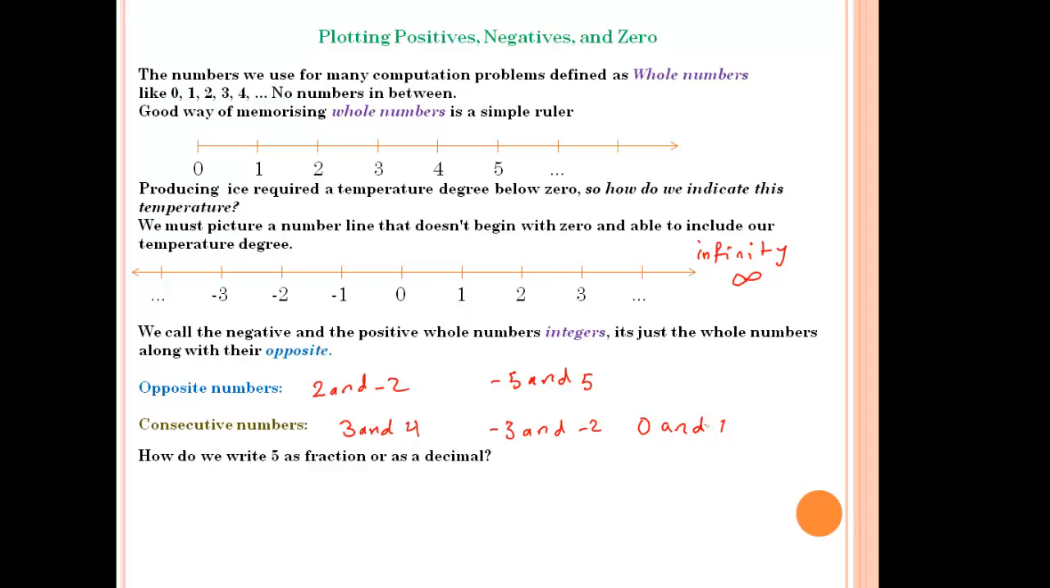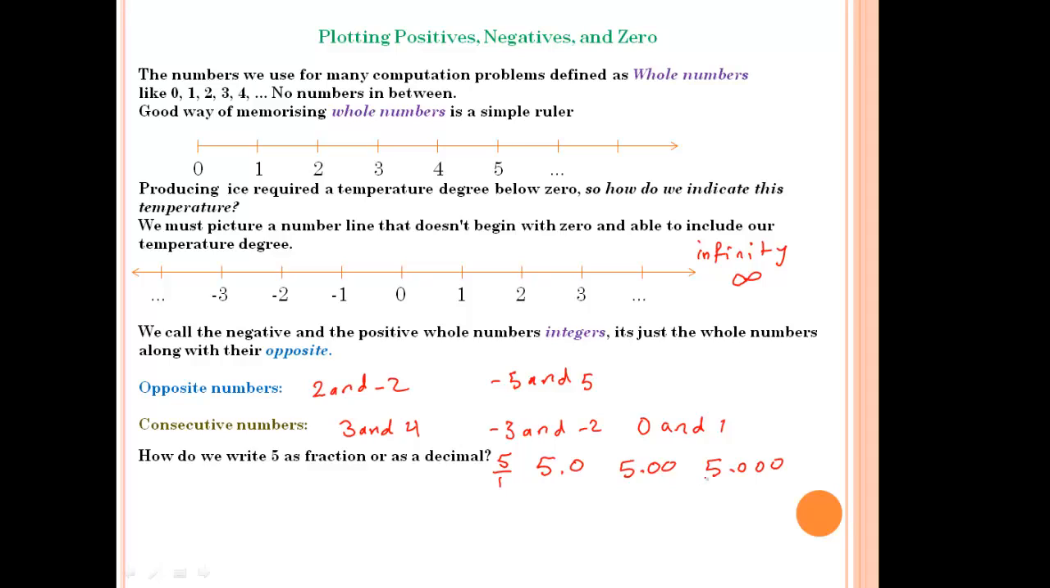Now the trick question is, how do we write 5 as a fraction or as a decimal? How do we write 5 as top and bottom numbers without changing its value? Simply, it's 5 over 1. We write it as a fraction and the value of 5 hasn't been changed. Now how do you write this as a decimal? It's 5.0 or 5.00 or 5.000. It doesn't matter how many 0s you add, you still read this number as 5.